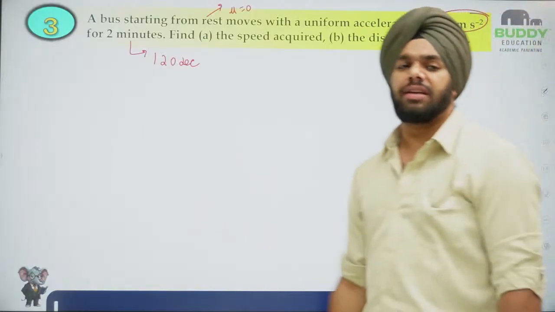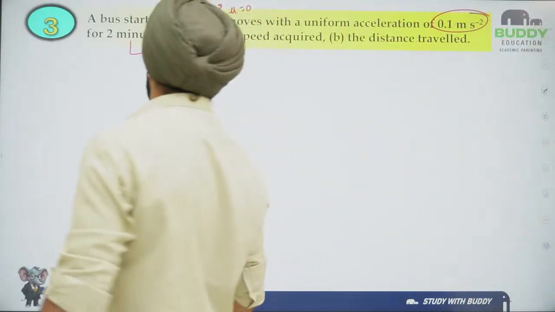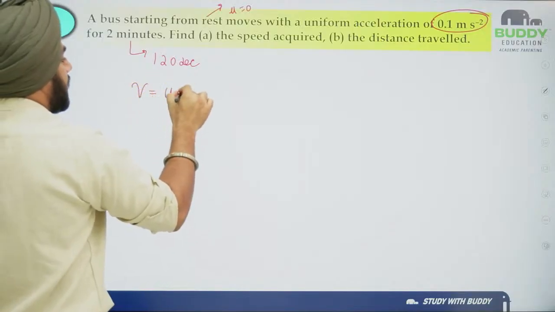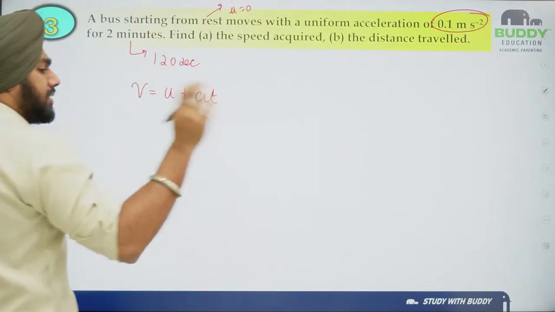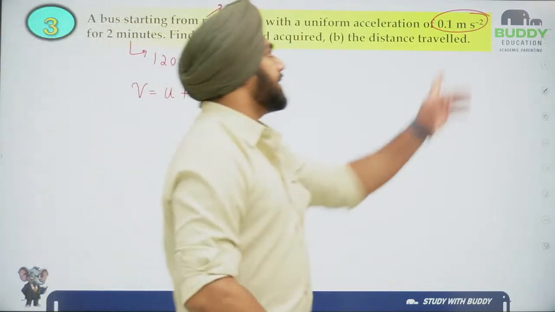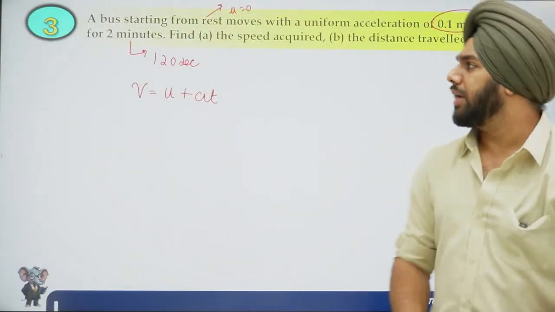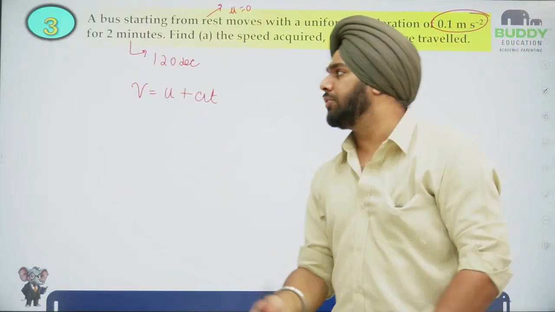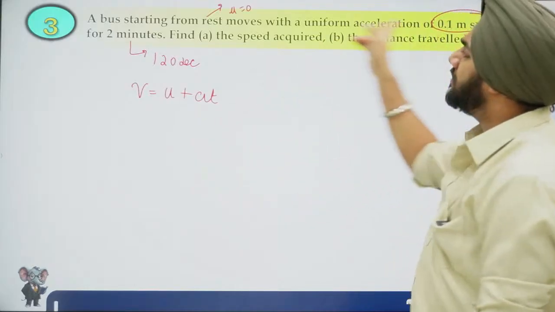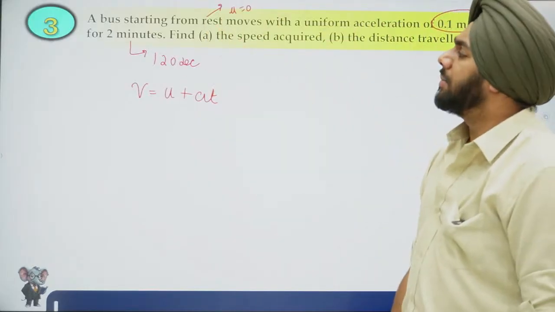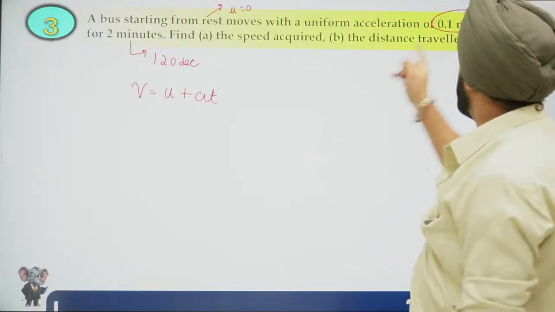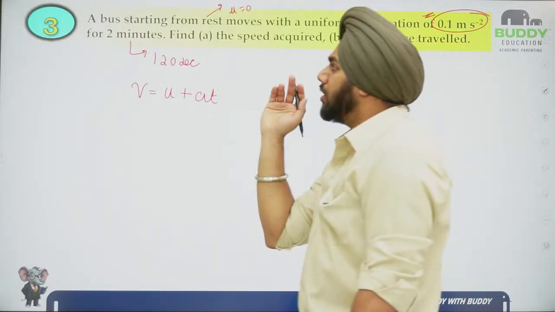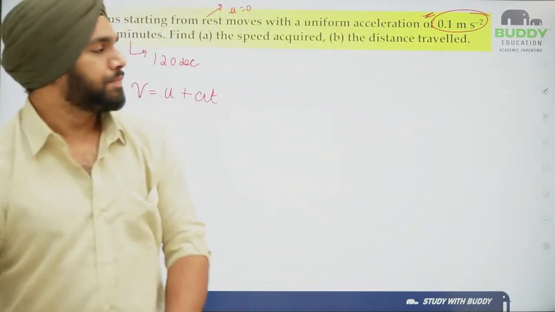It is very easy. What is the speed acquired? So we need to find out the velocity. V is equal to u plus at, right? The only twist that you need to remember is that here the acceleration is given in meter per second square and the time is given in 2 minutes. So what some of the students do, they just multiply 0.1 into 2 and get the answer. But that is wrong, because the unit of acceleration is meter per second square, so time also has to be in seconds.